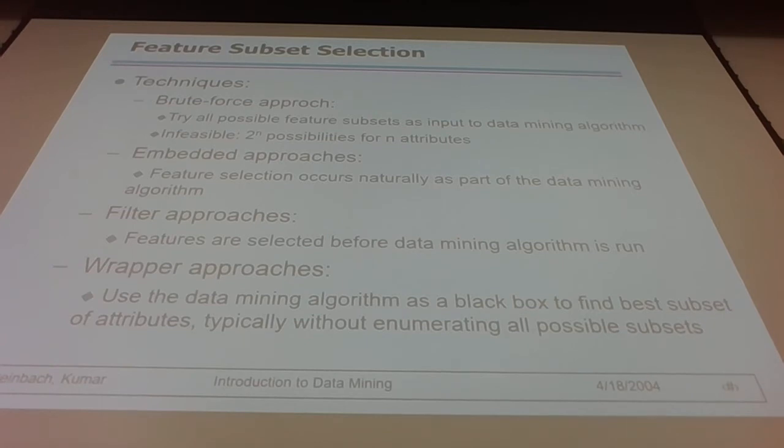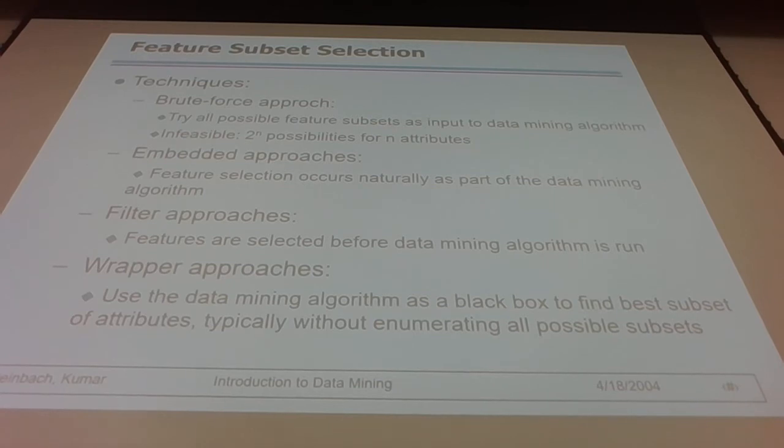That's one thing we did for one project last time, the eating action recognition project. We published a paper on that, but the technique was brute force, so that was not really attractive. We had to do 2 to the power n, and n was 17. So guess how many? So that is the brute force approach. Then there are embedded approaches, which means feature selection occurs naturally as part of the data mining algorithm. Can you give me an example?